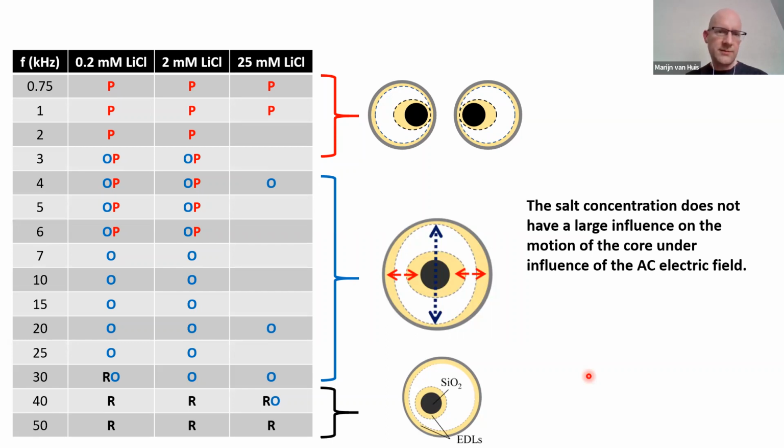it does not have a very strong influence. So we checked it for 0.2 millimolar, 2 millimolar, and 25 millimolar. There is an influence of the salt concentration, but it's really the AC frequency of the field that is by far most important. Only for the very high 25 millimolar, you can see, for example, that sometimes it becomes more random. We did not check all frequencies for the 25 millimolar.